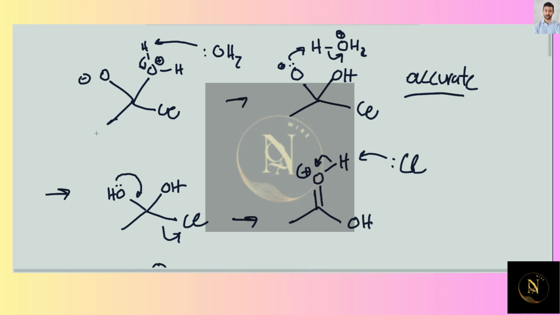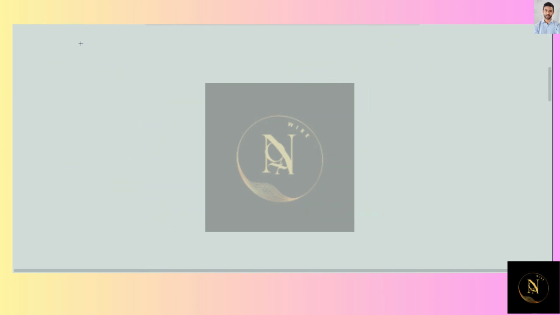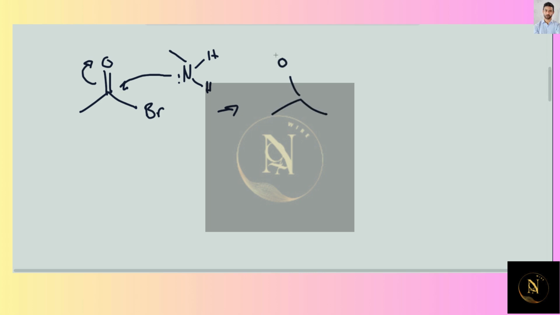Okay. And now we've got to show the mechanism for basically the same thing, but with acetyl bromide and methylamine, to form N-methylacetamide. Okay, so we'll start with acetyl bromide. And we're going to have our methylamine come and attack the carbon-carbon, lone pair swings up, or double bond swings up onto oxygen as a lone pair. We get our tetrahedral.